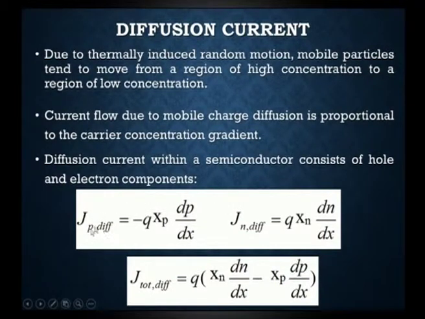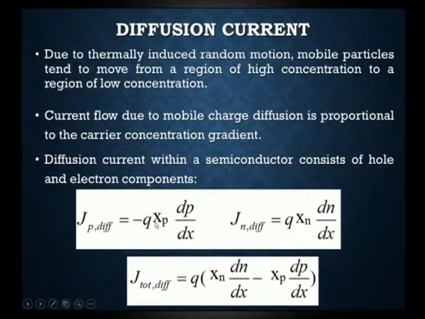This will be represented as follows: the diffusion current will be equal to minus q into xp. What is the distance present inside the depletion layer? The xp is the penetration of the depletion layer into the p type, that is a distance. And xn represents the distance, or width, of the depletion layer that penetrates into the n type. Similarly, adding these two gives the total diffusion current.